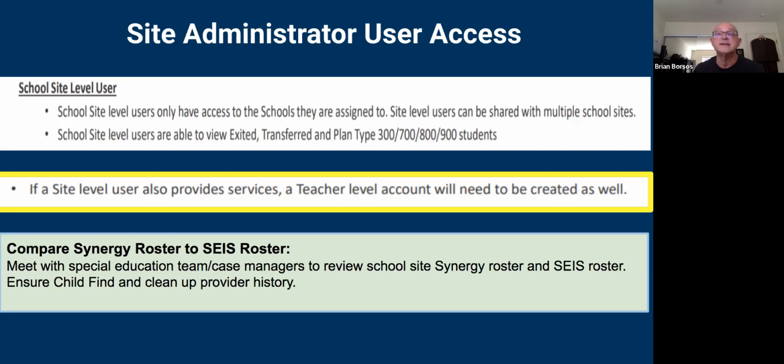So you'll be able to view, like I said, exited, transferred students. You'll be able to view students with plan type 300, 700, 800, 900. Those are students who are not active anymore in SEIS, but you'll be able to see what was going on with those students when they were active in SEIS. And oftentimes those are students who were assessed and did not qualify, or they were assessed and did qualify, and the parent said that they did not want the services.